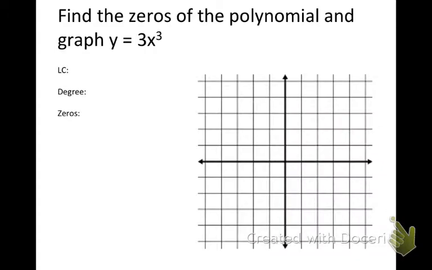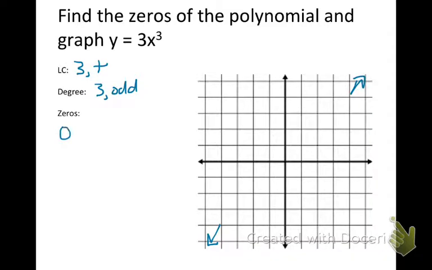Now let's find the zeros of the polynomial and graph this. So first of all, our leading coefficient is 3, and let's just make a note that it is positive. Our degree is also 3, and that is odd. So let's just talk about end behavior, and we'll sketch it on the graph. So odd positive will be down on the left and up on the right.